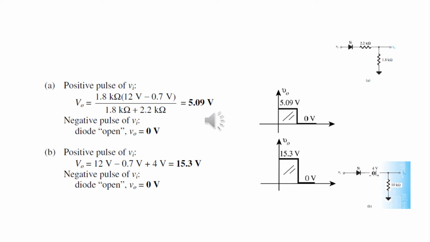This is a silicon diode, and we are taking the output across 1.8 kilo ohms, with 2.2 kilo ohms in series, so the output voltage will be 1.8 into 12 minus 0.7, which is the voltage drop across the diode, divided by 1.8 plus 2.2. This gives us 5.09 volts. During the negative peak, the diode will be reverse biased, so the diode will be open circuit. So the diode will be conducting during the positive cycle, giving us a peak of 5.09 volts, and 0 volts in the negative peak.